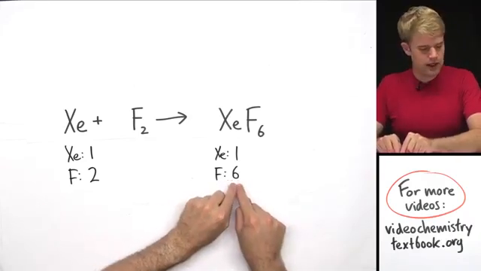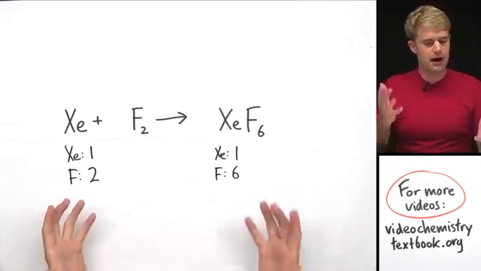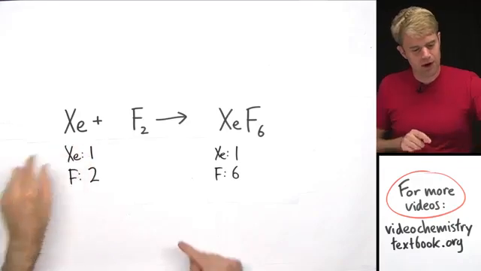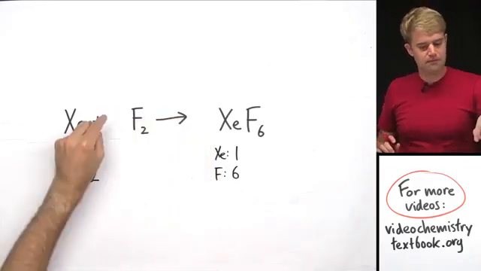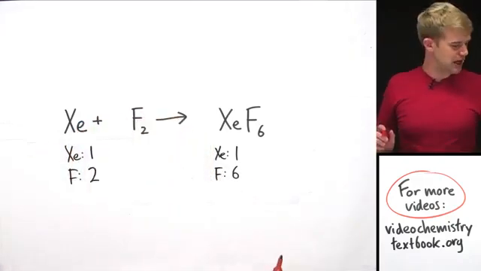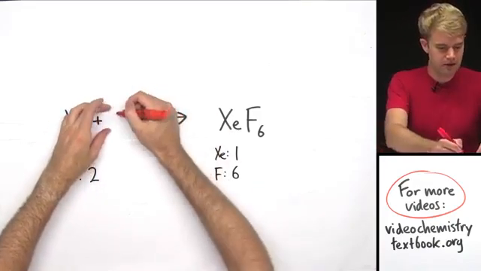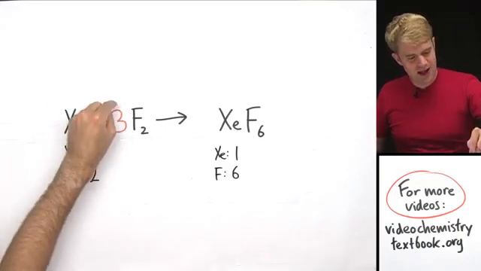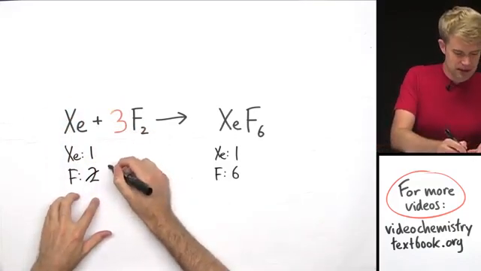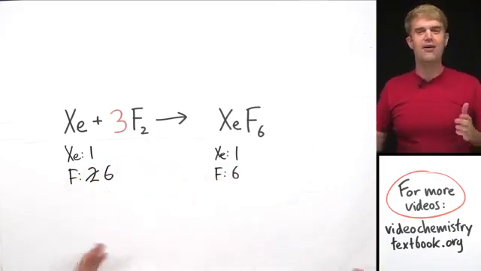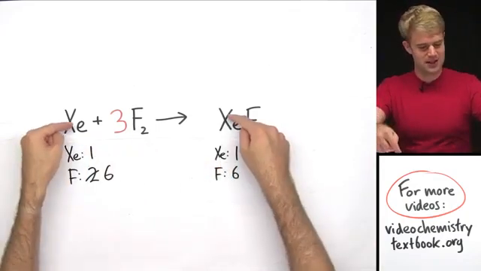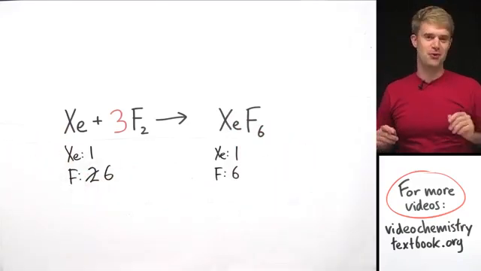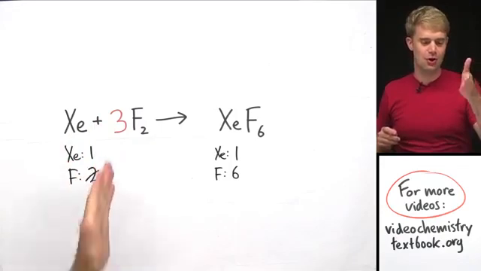I got six fluorine here, but I got two fluorine here. So for this to balance, I need more fluorines on the left side. I can add a number in front of the F2 here. If I put 3 in front of this F2, now I have 3 times 2 gives me 6 fluorine, and now they balance. 1 and 1 for the xenons, 6 and 6 for the fluorine. So now this is a balanced equation by adding this coefficient.